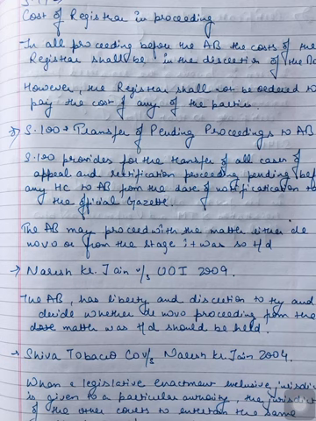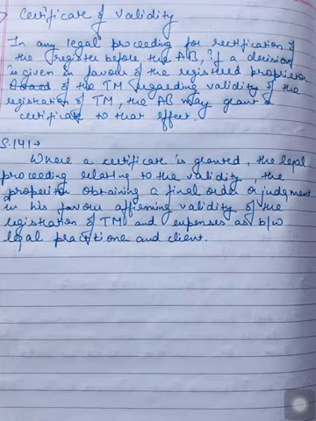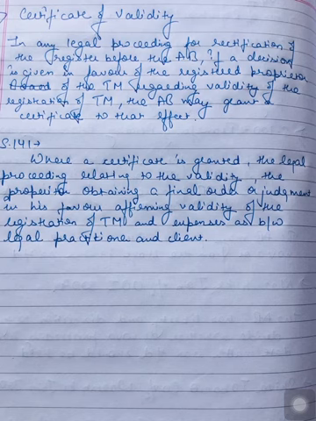In the case Shiva Tobacco Company versus Rakesh Kumar Jain in the year 2004, when a legislative enactment gives exclusive jurisdiction to a particular authority, the jurisdiction of the other court to entertain the same is barred. On the certificate of validity, in any legal proceeding for rectification of the register before the appellate board, if a decision is given in favor of the registered proprietor of the trademark regarding the validity of the registration of the trademark, the appellate board may grant a certificate to that effect.